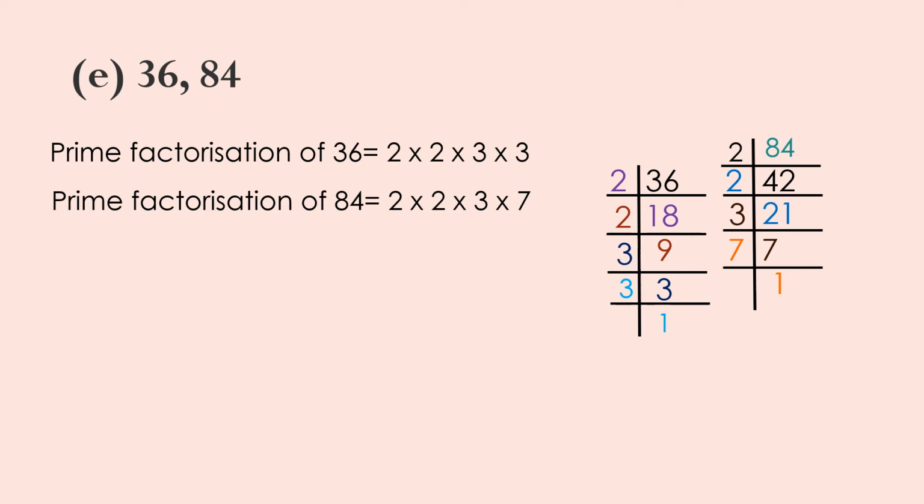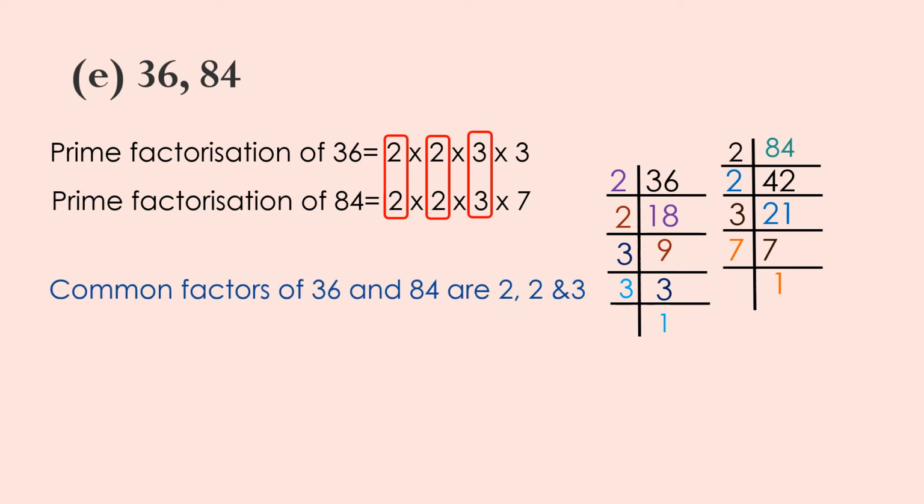Now let us circle the common numbers 2, 2 and 3. So 2, 2 and 3 are the common factors. So HCF is 2 into 2 into 3 equal to 4 3s are 12.